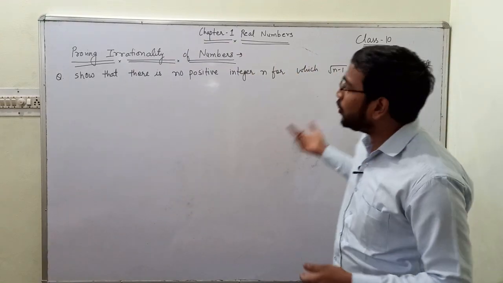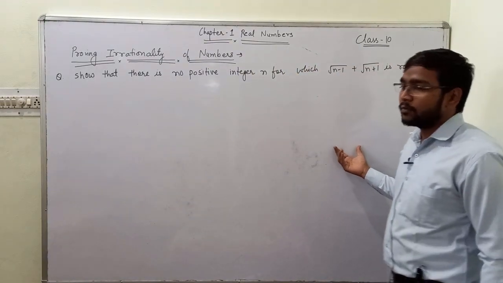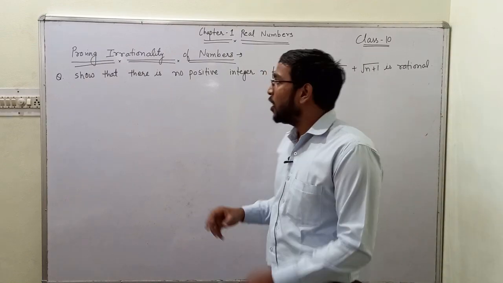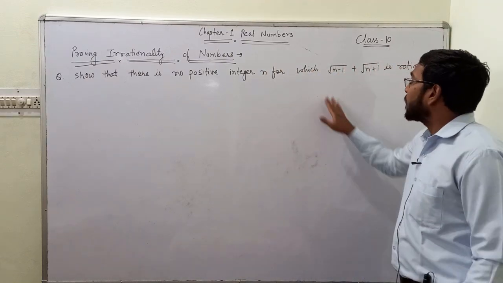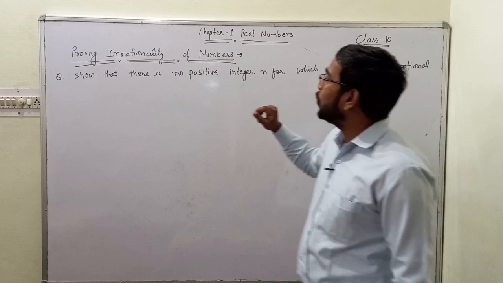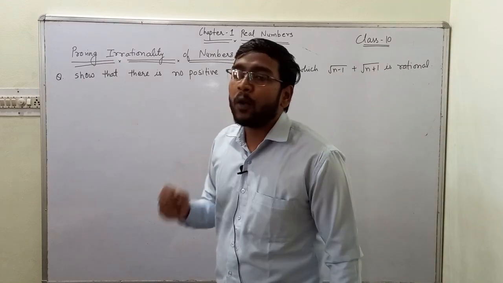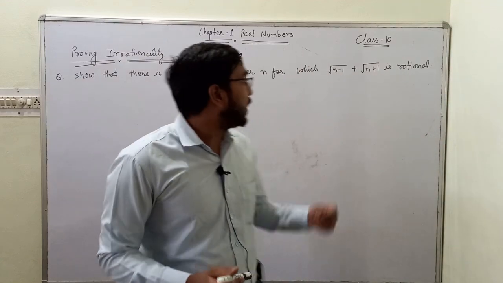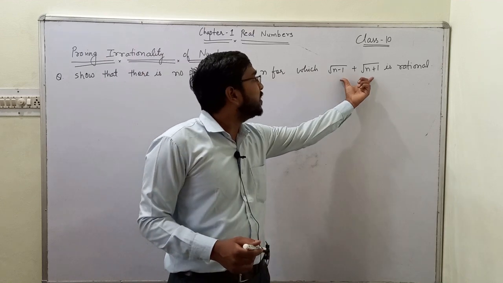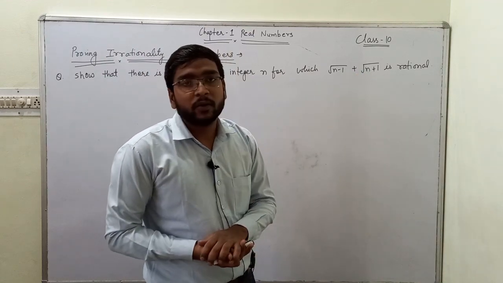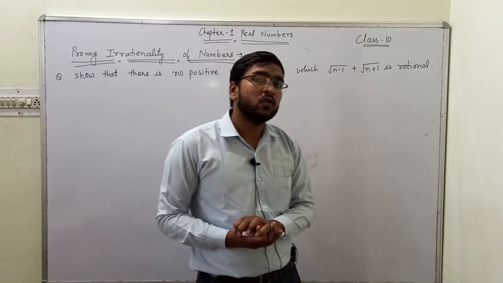Now in front of us is a very interesting problem. It is a khichdi type of something of many topics. We need to prove that there is no positive integer value of n for which this term can be rational. Okay, that is root n minus 1 plus root n plus 1.